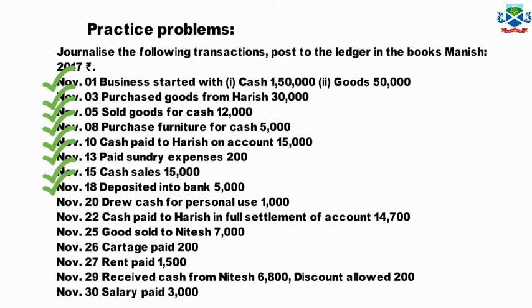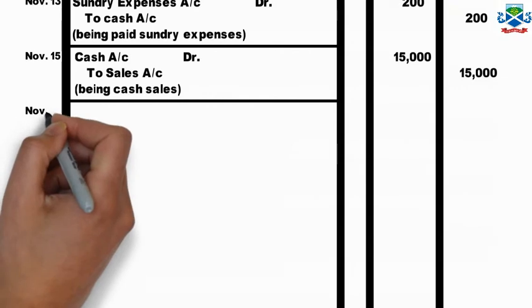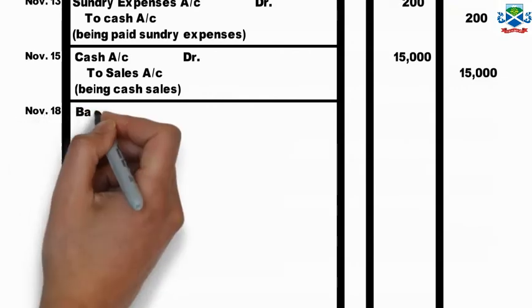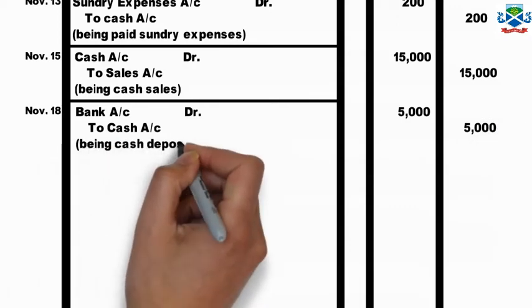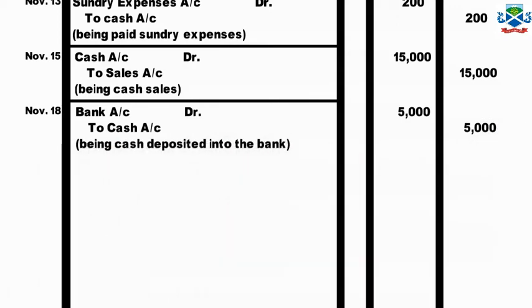Next one is deposited into the bank. So bank balance will increase, cash is going from the business to the bank, so cash balance will decrease. So that's why bank account debit to cash, bank account debit 5,000 to cash, deposited cash into the bank. That will be the narration.